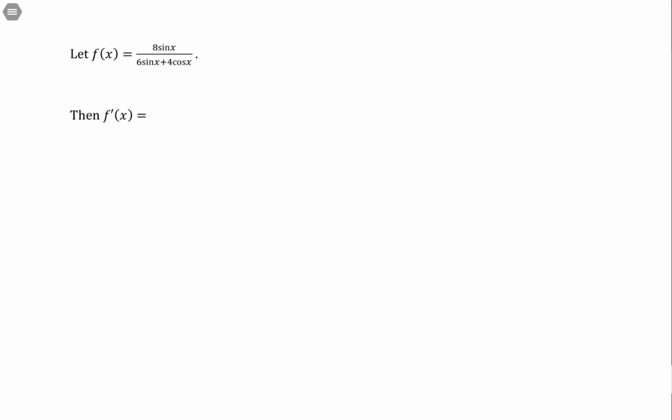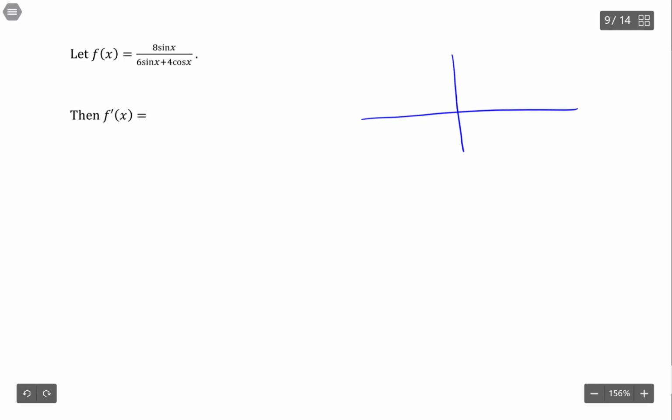Let f of x equal 8 sine x over 6 sine x plus 4 cosine x. Here we have the quotient of two different functions. So to find the derivative here, we're going to need to use the quotient rule. So I have 8 sine x in the numerator, 6 sine x plus 4 cosine x in the denominator.